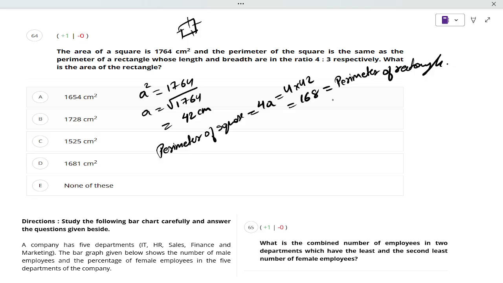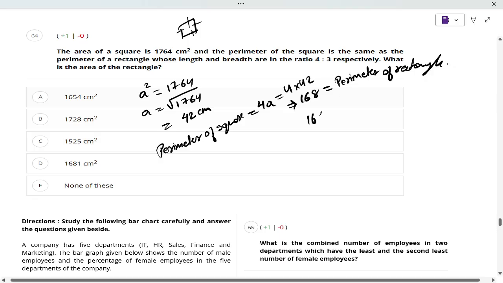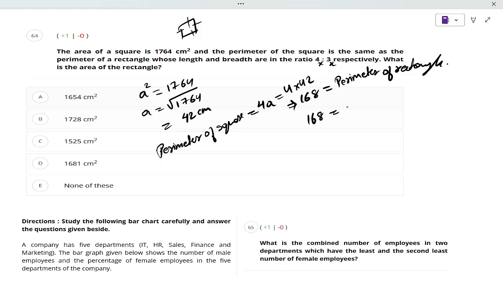Whose length and breadth, so 168 is the perimeter, and length and breadth are 4 and 3. That means let's say 4x and 3x. Perimeter means the sum of all the sides. So we have 2 lengths and 2 breadths. That means 2 times (length plus breadth). So here 2 into 84 is 168. Length and breadth are given in terms of ratio, 4x and 3x. If we add the variables, we get 7x. So 7 times 12 is 84, so the x value is 12.